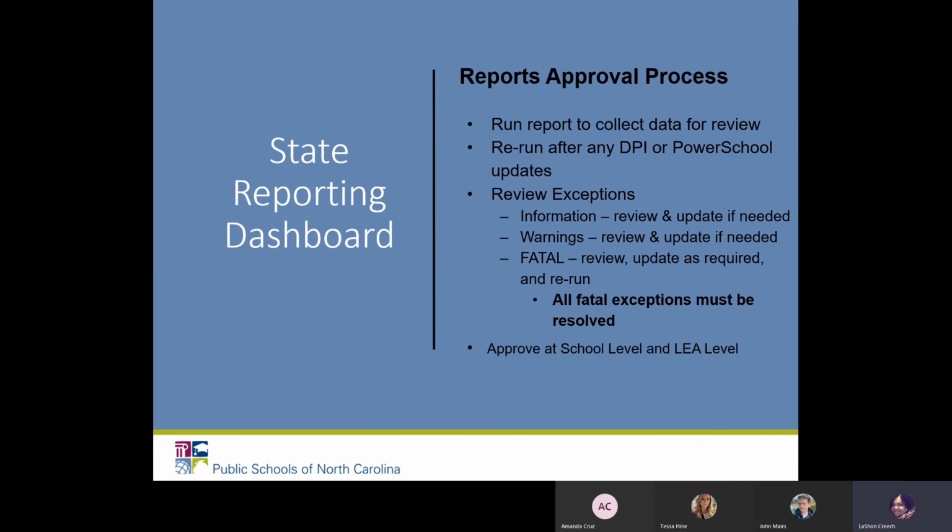To complete the report's approval process, run the report to collect the data. Always rerun the report after a maintenance weekend or any updates to your PowerSchool instance that may occur in the middle of your submission window. Review the report exceptions and update data when necessary. There are 3 levels of exceptions. Information and warnings can be reviewed and updated as needed. Fatals should be reviewed and are required to be updated, and then the report should be reran.